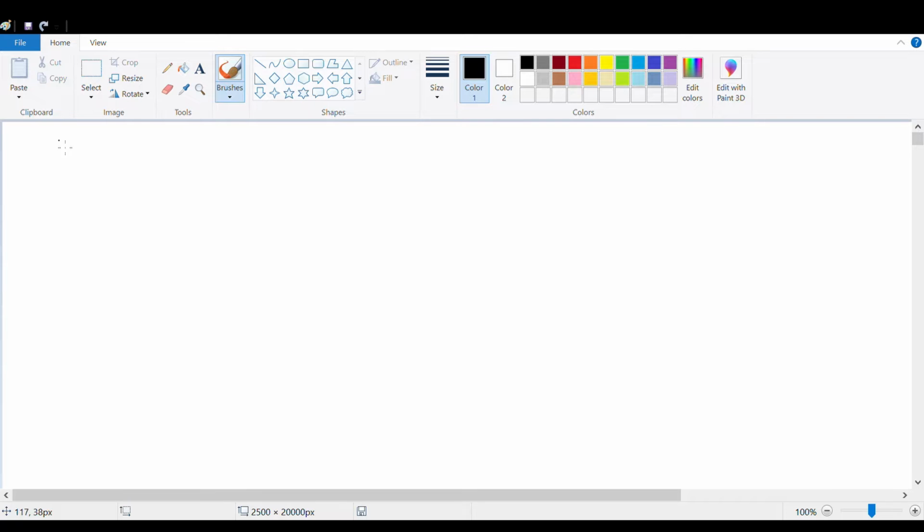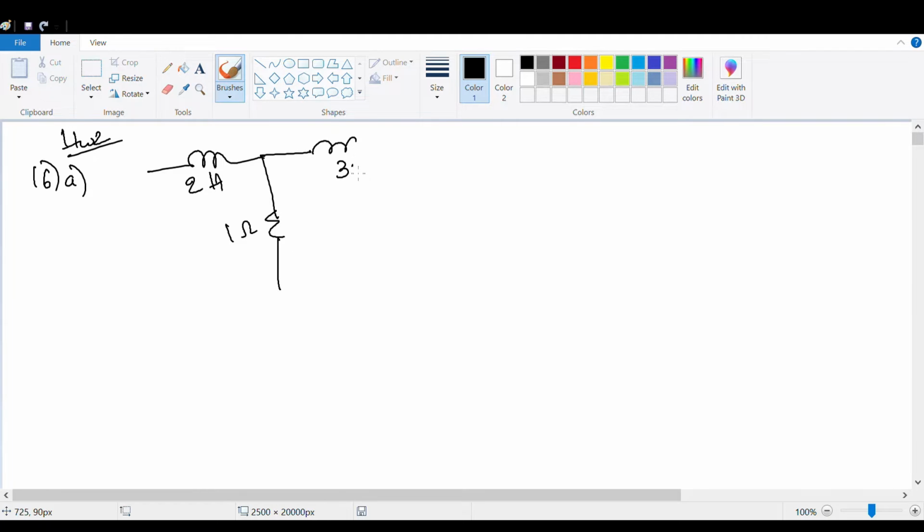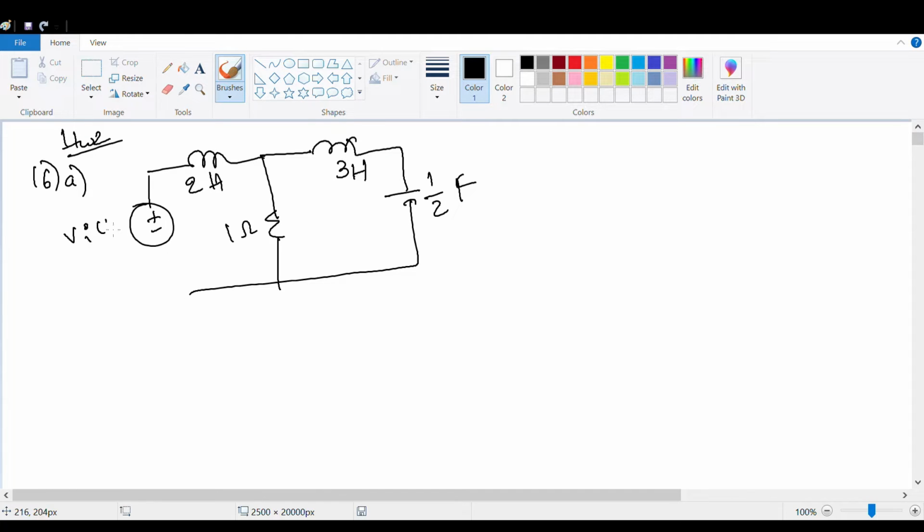The next problem in homework 2 is 16a. 16a means repeat problem 15 using nodal analysis. This is the circuit: 2 Henry, 1 ohm, 3 Henry, 1 by 2 farads. It is Vi of t.